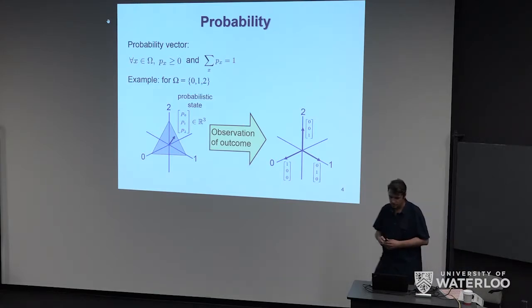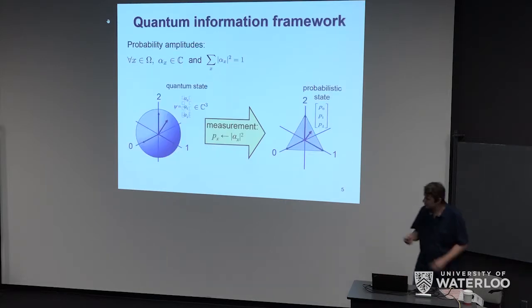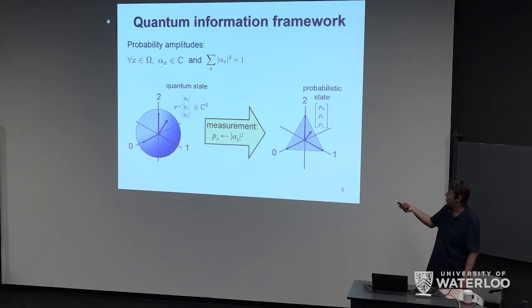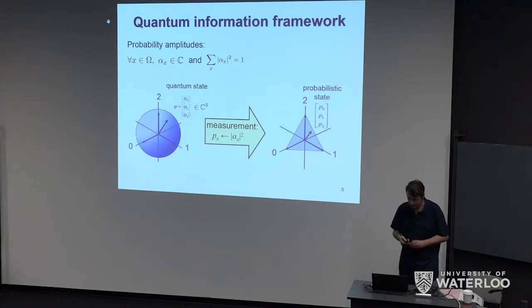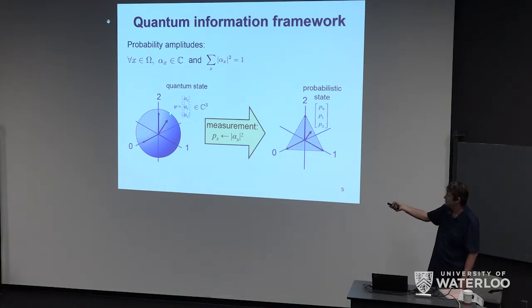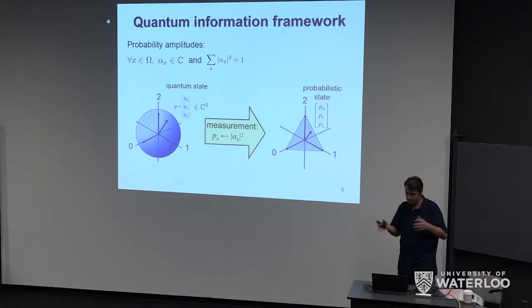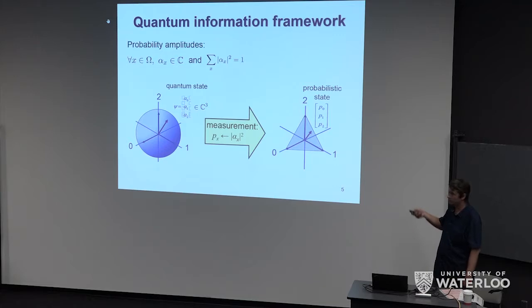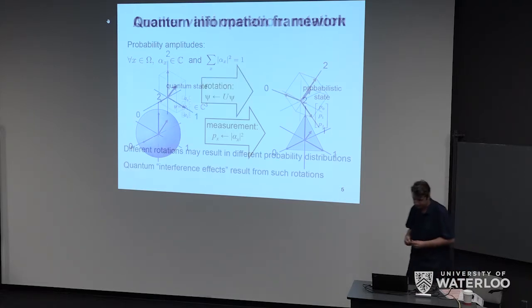So in quantum mechanics, it's a little different. What we instead have is probability amplitudes now. So we have the same sample space, but now we have some complex numbers whose absolute values squared sum to 1. And so what we get is a quantum state here that is some vector in a complex vector space. And when we perform a measurement, and we'll go over more of the details of this in class, you get some outcome with a probability given by the square of this amplitude. And you turn a quantum state into some probabilistic state via measurement.